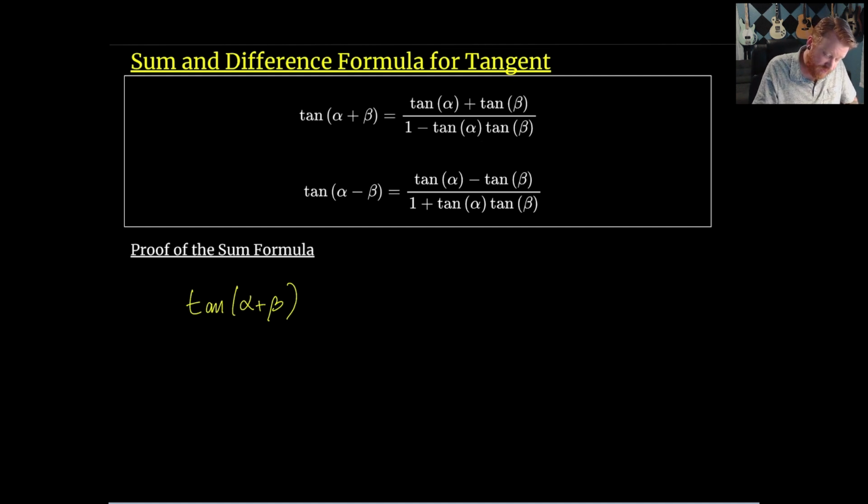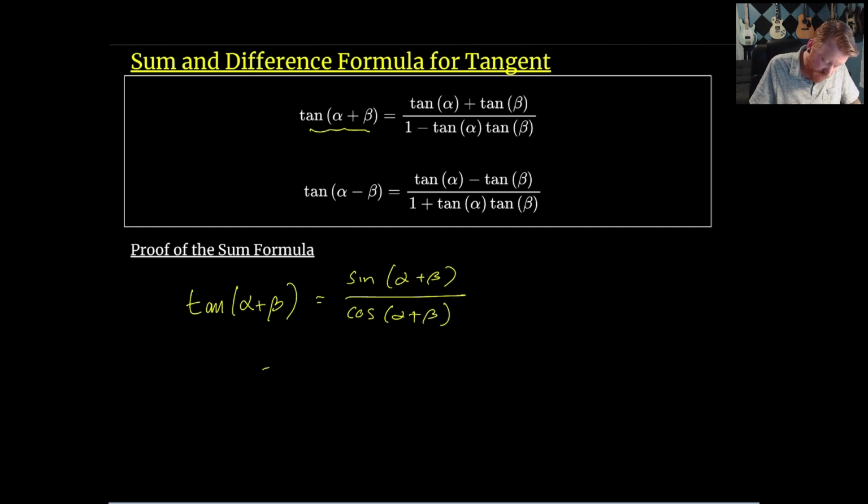If you notice, the tangent of alpha plus beta does have tangent alpha plus tangent beta in it, it's just then divided by something. So if you're trying to think about how to remember these, tangent of alpha minus beta does have a tangent alpha minus tangent beta, but then we're divided by something, and those somethings look similar in both of these cases. So okay, what I'm going to do is rewrite this in terms of sines and cosines. This says the same as sine of alpha plus beta over cosine of alpha plus beta.